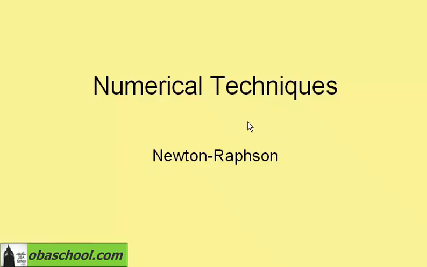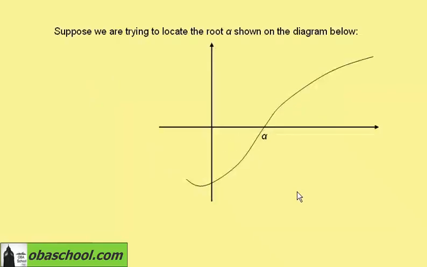Another numerical technique for finding the root of an equation is the Newton-Raphson method. Suppose we're trying to locate the root alpha shown on the diagram below. Suppose A is our first approximation to this root.